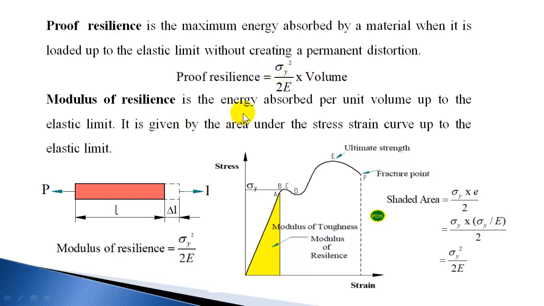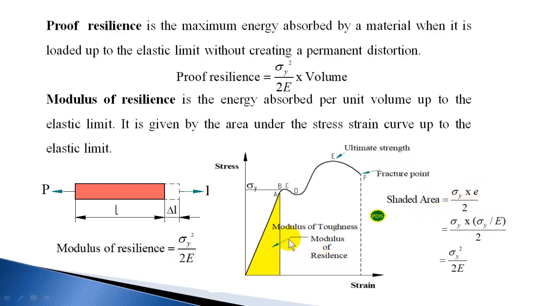So modulus of resilience is energy absorbed per unit volume up to the elastic limit. Proof resilience, sigma y square by 2E into volume, divided by volume will give the modulus of resilience. So it is given by the area under the stress strain curve up to the elastic limit. So this area represents the modulus of resilience. How it represents the modulus of resilience we will see.